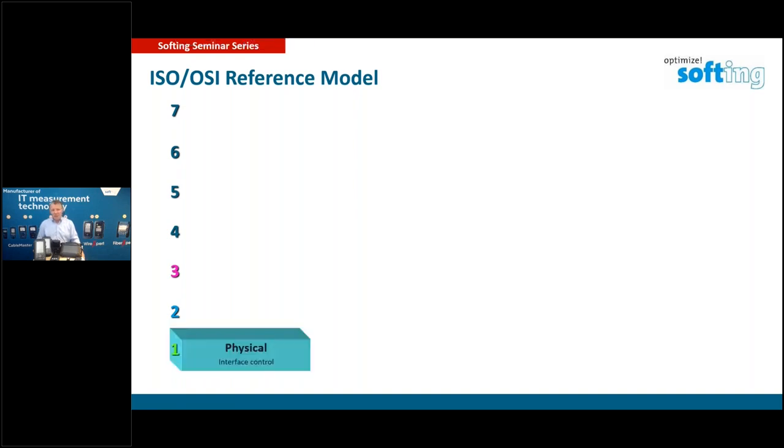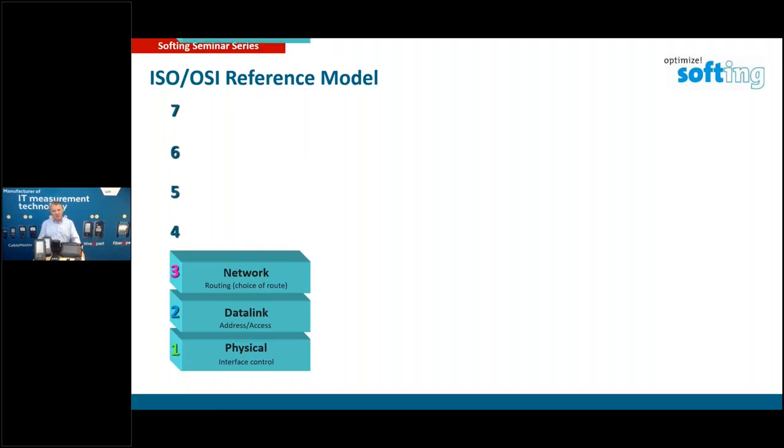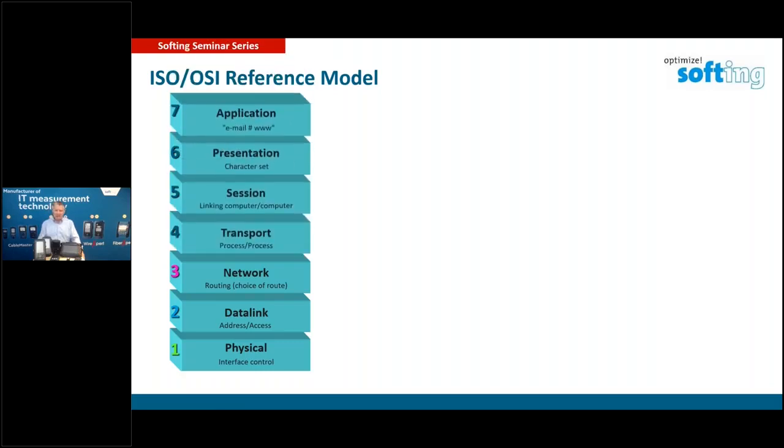It starts with layer 1, which is the physical layer, the interface control. Here it is defined whether it is an RJ45 interface, a sub-D9 connector, or something different. Then it goes to the data link layer, up to the network layer, where the routing becomes important, and then it goes up to the application.